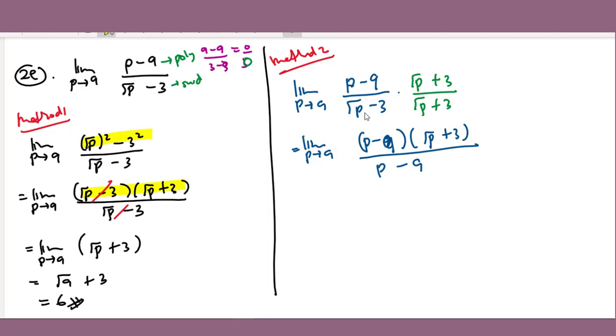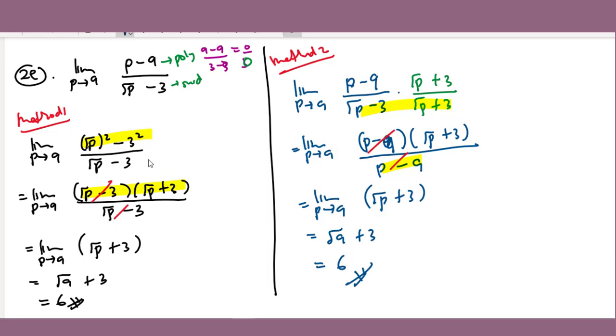Okay, then take off p minus 9, p minus 9 cancel, and then we get this one, p plus 3, as p approaches 9. Then substitute: square root of 9 plus 3 is equal to 3 plus 3, which is 6. So it's up to you. Sometimes this one can be solved by using poly or poly factorize, or times its conjugate. Okay, that one is equal to e.